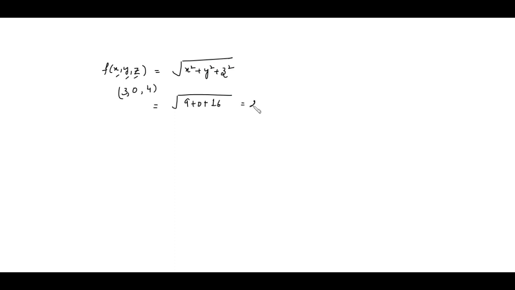Okay. So we can find out the value of the function if the function is given to us. Let's suppose our function is the square root of x square plus y square plus z square. So it depends on three variables. So it's a function of three independent variables. And let's suppose we have to find out this value at 3 comma 0 comma 4. So what will be the value of this function at 3 comma 0 comma 4? Its value will be the square root of 9 plus 0 plus 16, which is the square root of 25. That means 5.